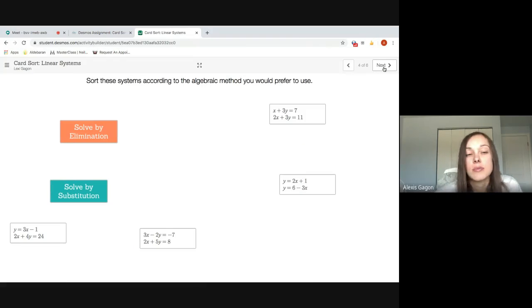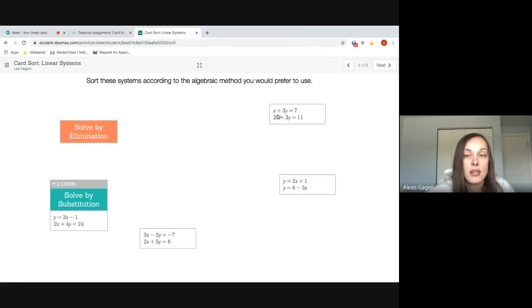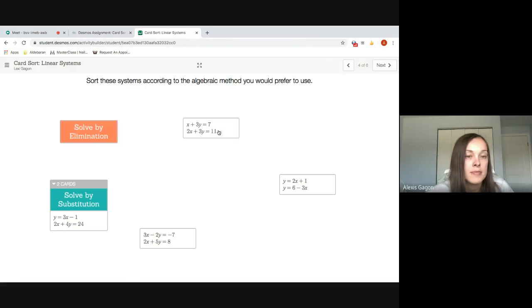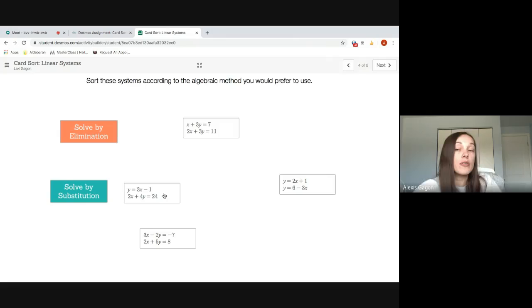This one, solve by substitution, solve by elimination. I always solve by substitution, and really this is up to you. You can solve any of them by substitution. You can solve any by elimination. But this one's already solved for y, so I would do that with substitution. This one is not solved for anything, so I would use elimination. Okay, but it's just your preferred method. It doesn't matter, there's not a right or wrong answer on this.